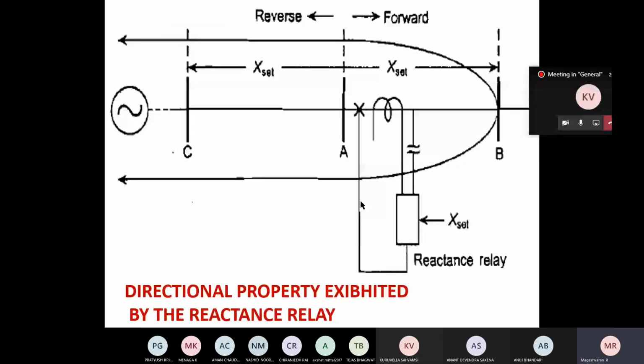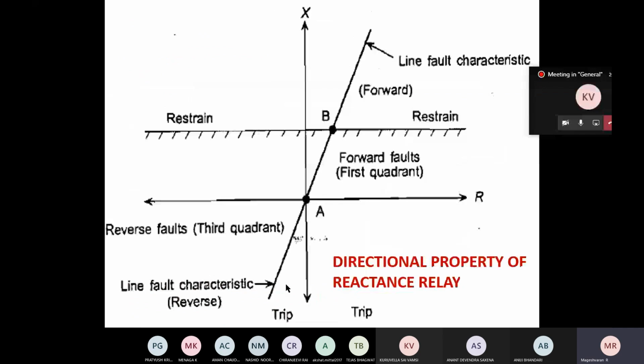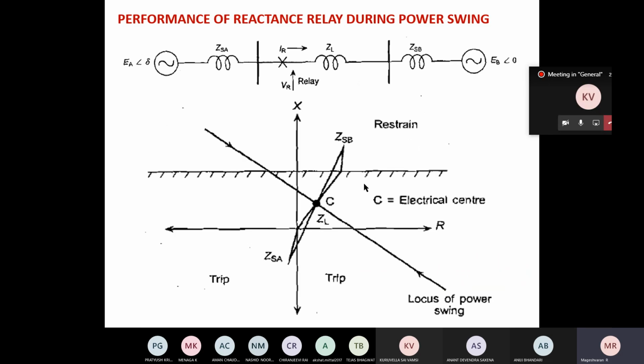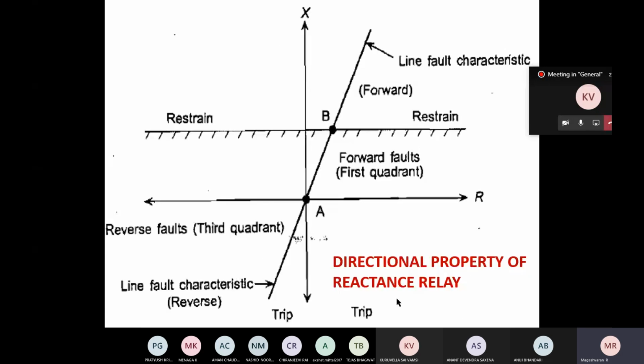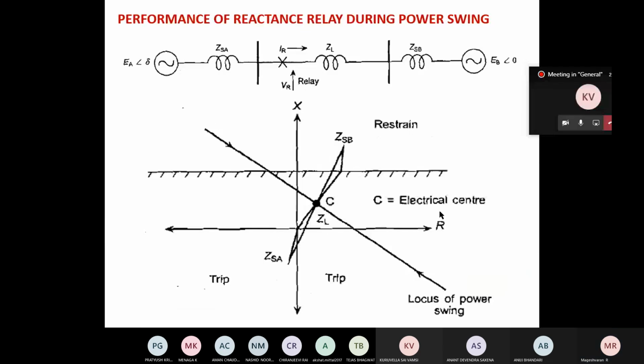Right. So that is what this diagram shows you. Extending that line BA in the third quadrant, if you consider this as the forward fault characteristics, this will be the reverse fault characteristics. So the relay is not having any directional property. The directional property of the relay is non-directional. It is not mentioned here, you can assume.